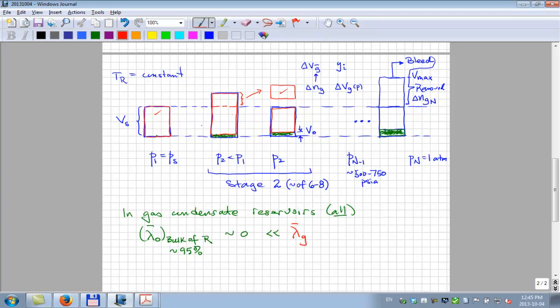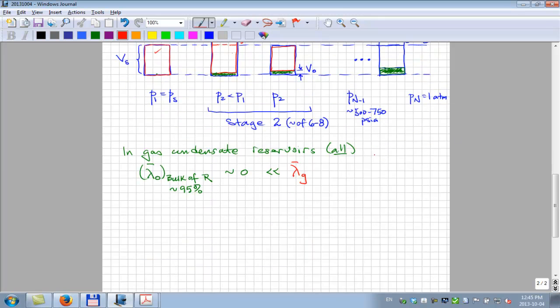So the point is that the gas is becoming leaner, okay, but it still contains a significant amount of condensate in solution. And the interesting thing about this experiment, given that, well, you may not believe it, you can prove it to yourself. I could prove it to you, but I won't. But this is the fact.